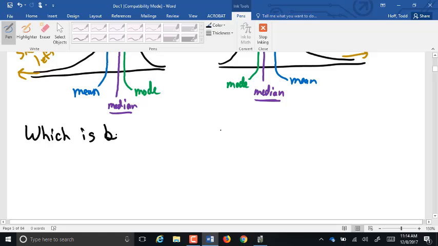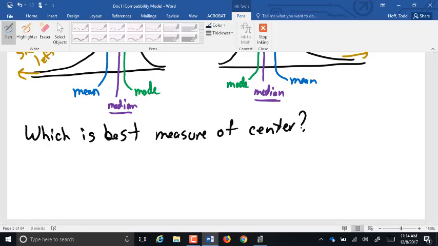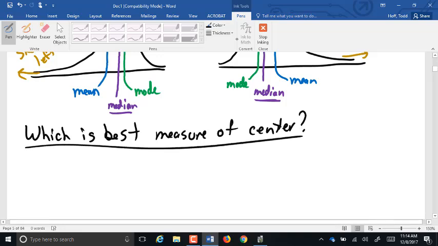So the question now is, which is the best measure of center? Well, I already said that the mid-range is not a mainstream one, so that's probably out. You've probably felt my opinion on the mode, where I said the mode really is only useful for categorical data. So that means that we are down to the mean and the median.